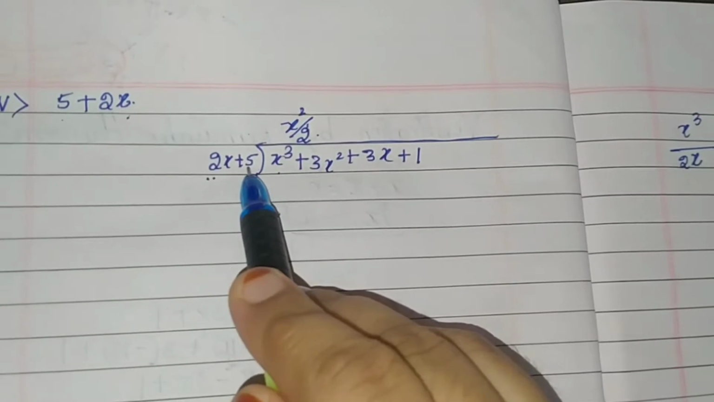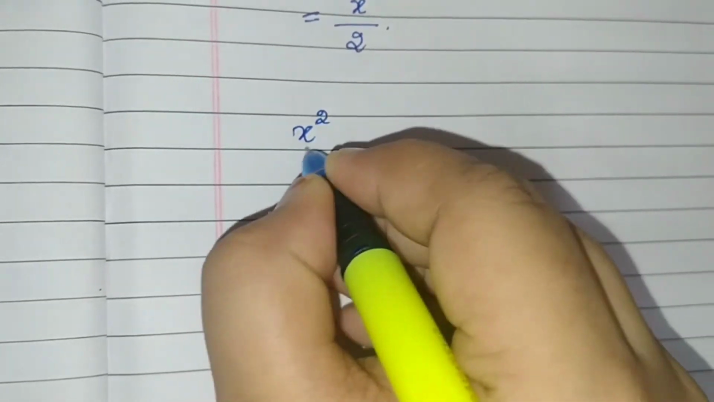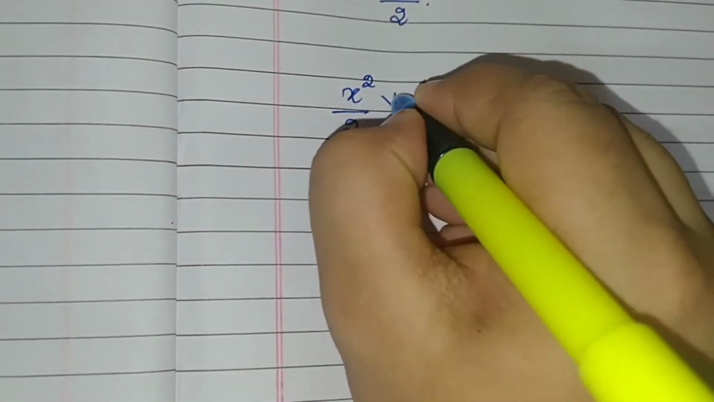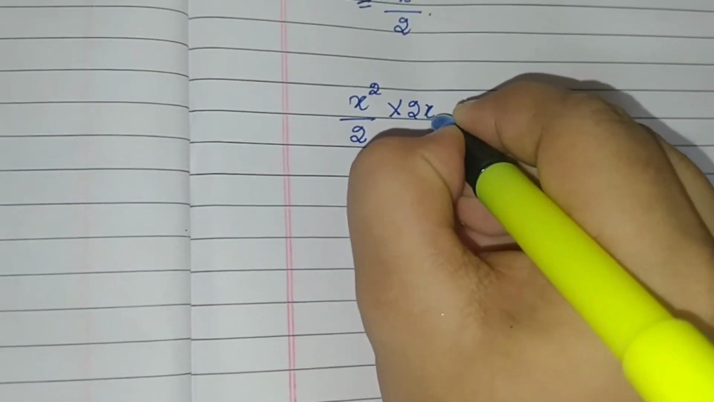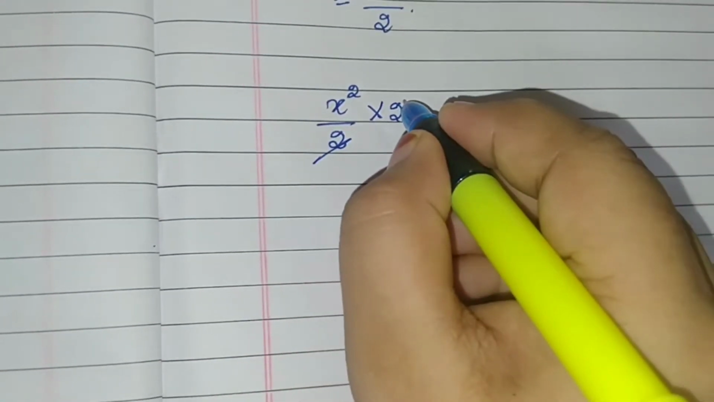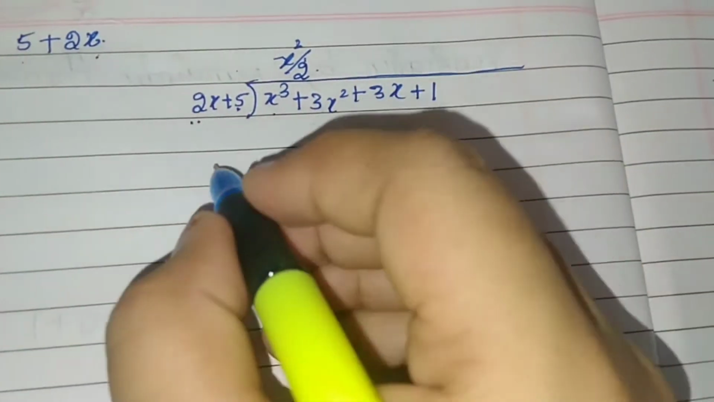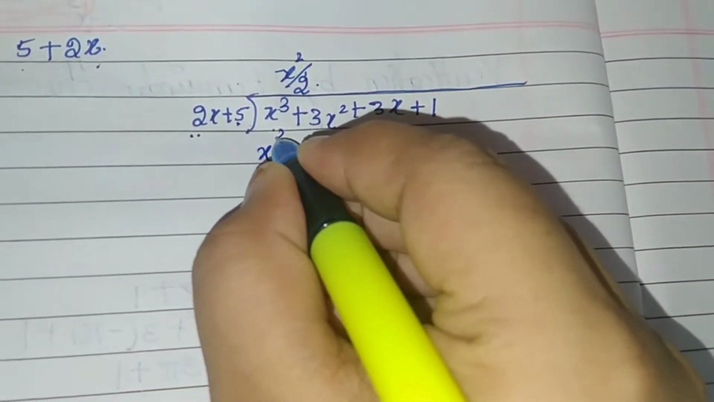Now the first term of the quotient is multiplied by the first term of the divisor and the second term of the divisor. When you multiply the first term of the quotient, x square by 2, by the first term of the divisor, 2 and 2 will get cancelled. What is remaining? X cube, isn't it? So this you have to write below the dividend.